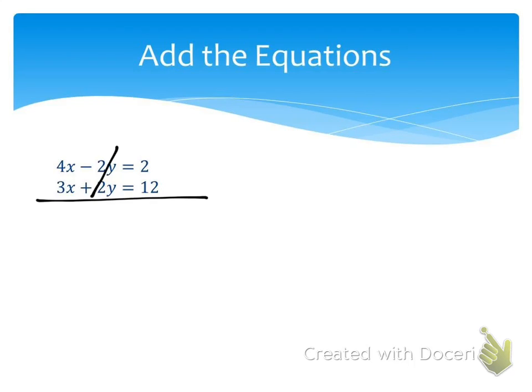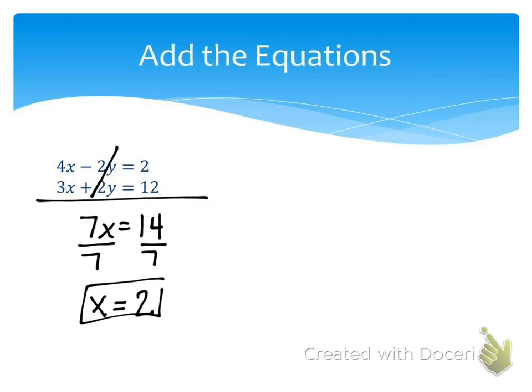Very good. You want to cancel out your Y's. Charles, what do I do now? Alright, what am I going to get? 7x equals 14. Perfect. Add 4x and 3x, I get 7x, 2 and 12 is 14. Hannah, what am I going to do now? Divide both sides by 7. And what does x equal? Samantha? X equals 2. Perfect.